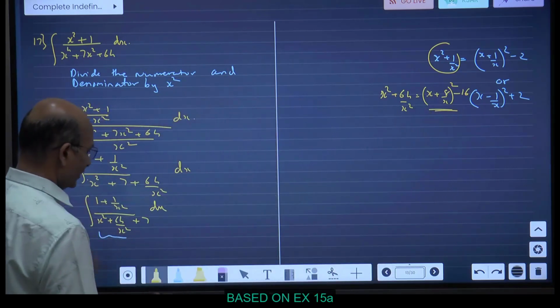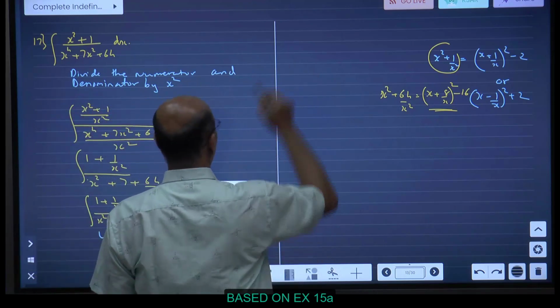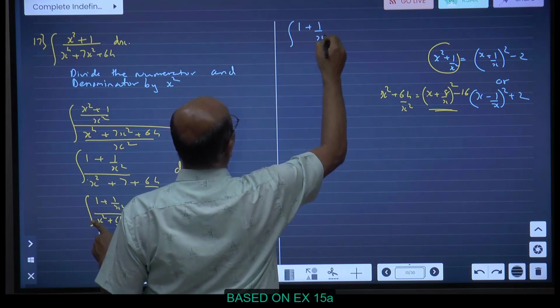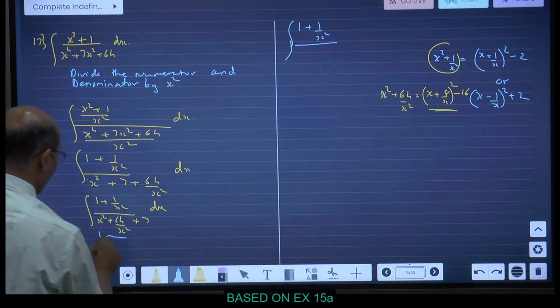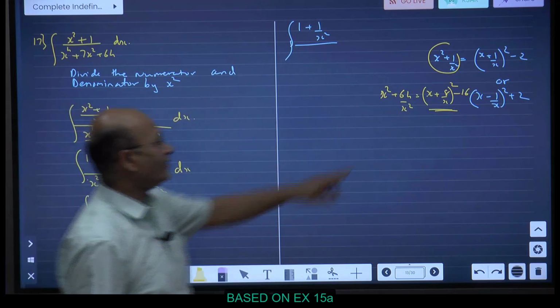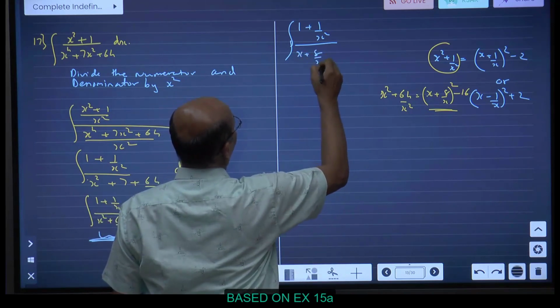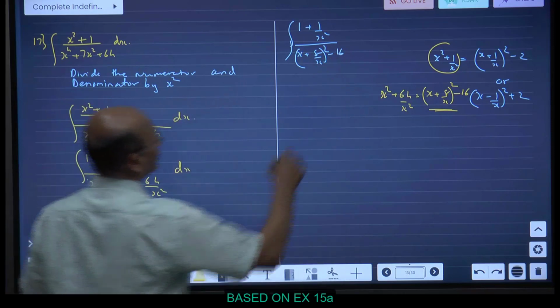Why I am doing this, I will share with you quickly. Now I am trying to work it out here. So this is becoming 1 plus 1 upon x square upon, and x square plus 64 upon x square I can write in this format: x plus 8 upon x whole square minus 16, plus 7.